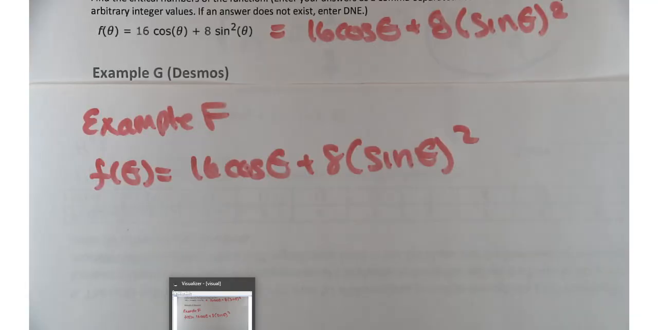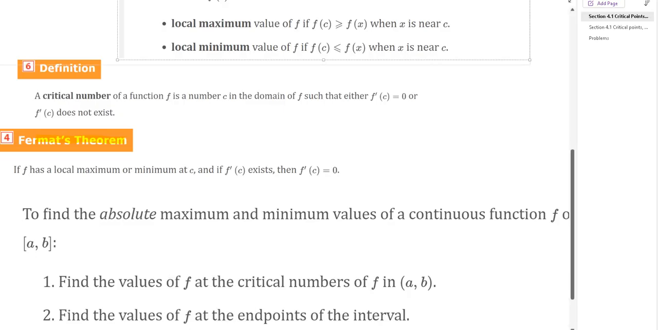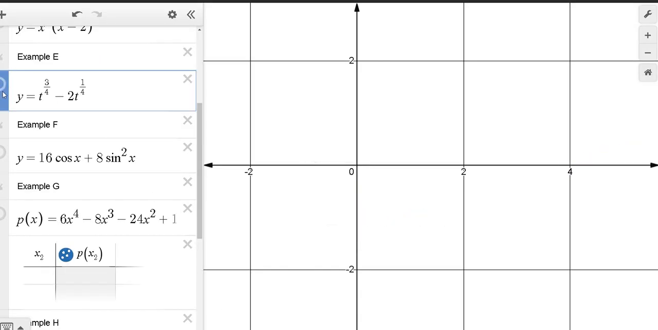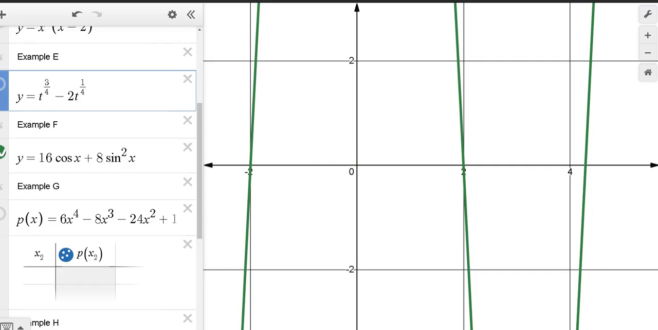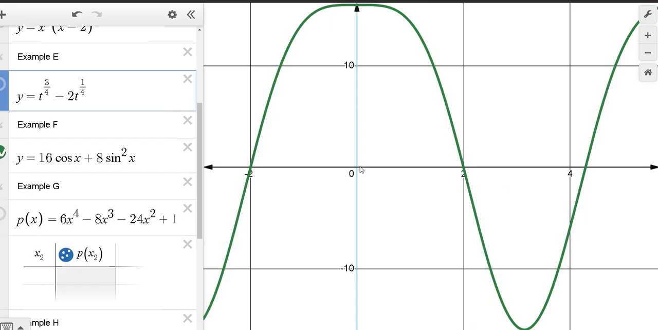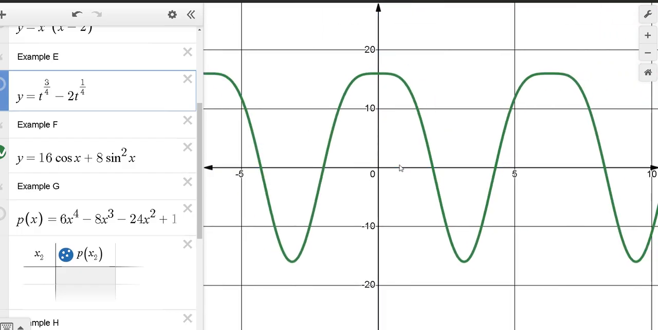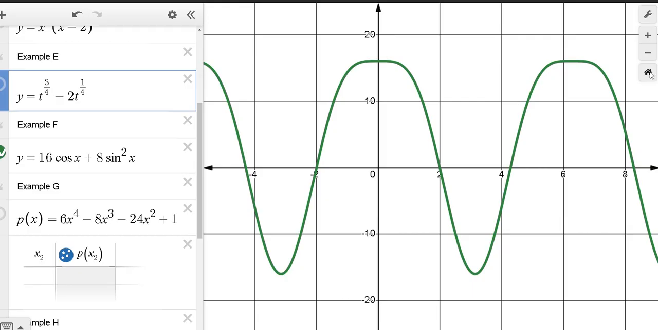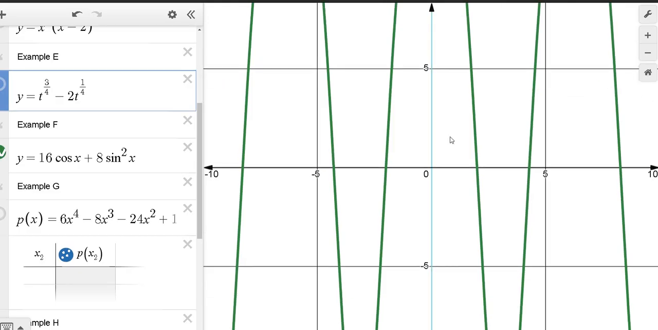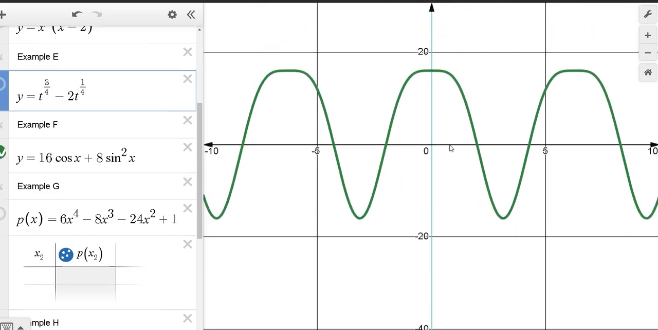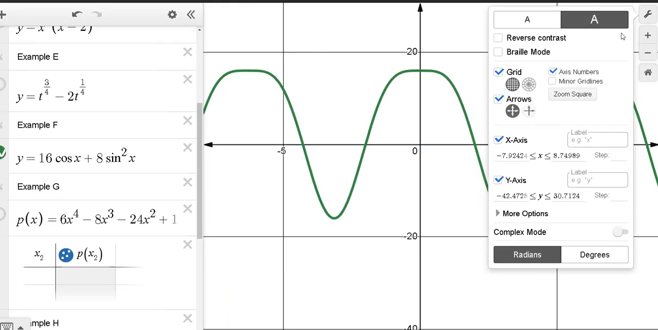I'm going to change my screen on Desmos. There. Oops, turn it. There.